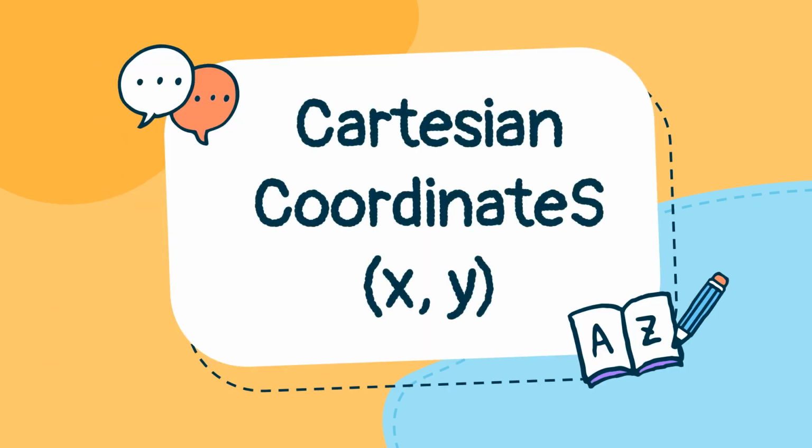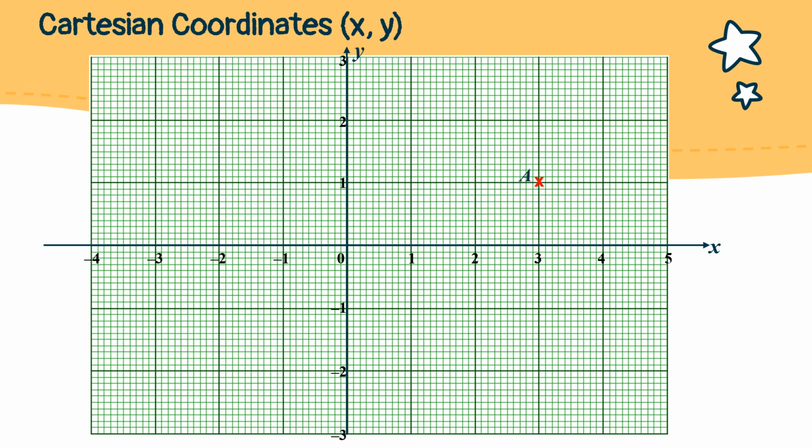So what are Cartesian coordinates? Cartesian coordinates are coordinates defined by its perpendicular distance from the x-axis and the y-axis. We will always start with the x followed by the y coordinate.